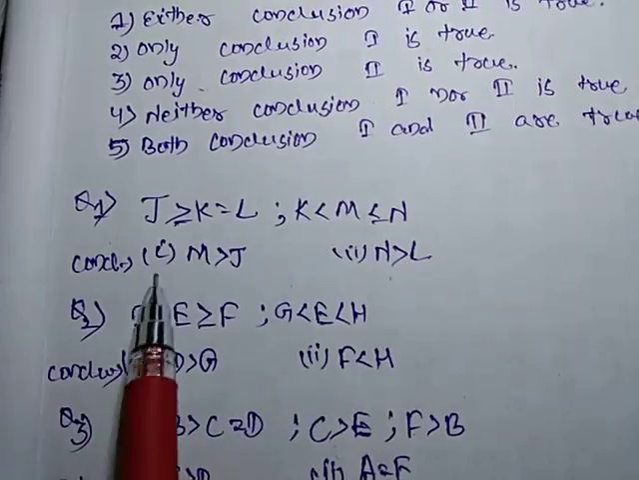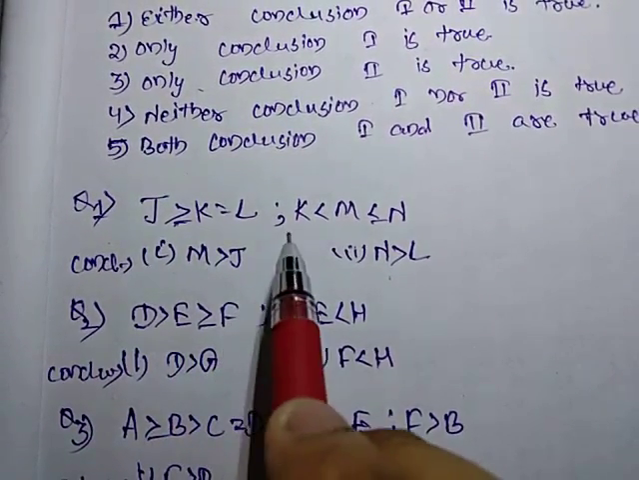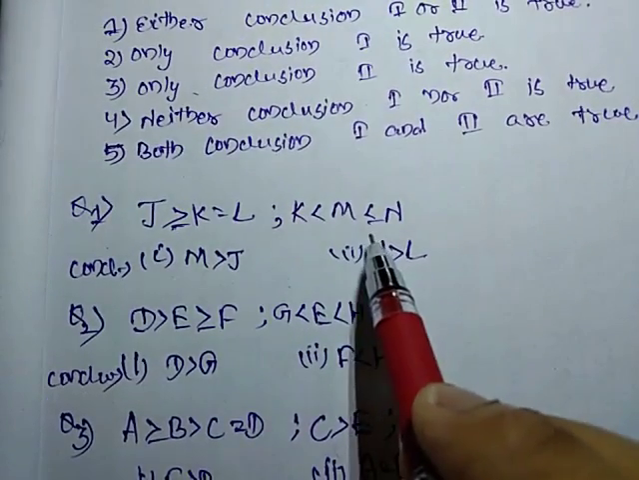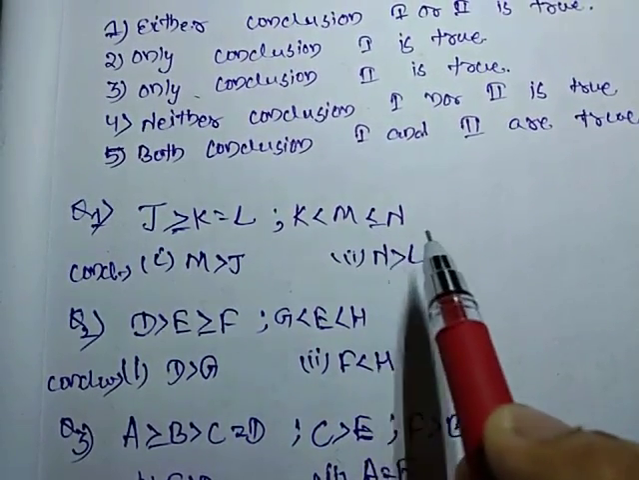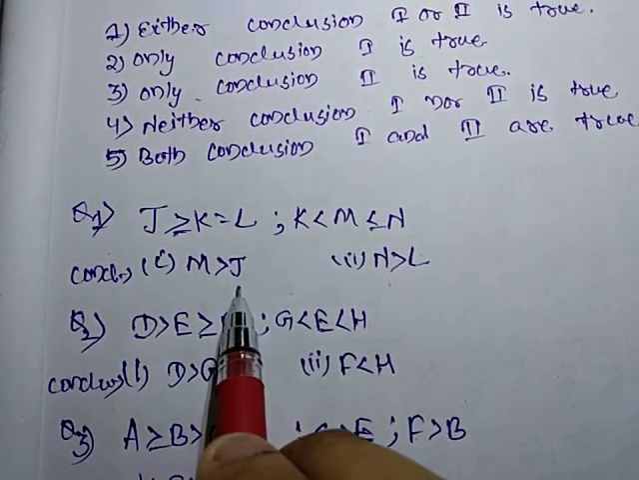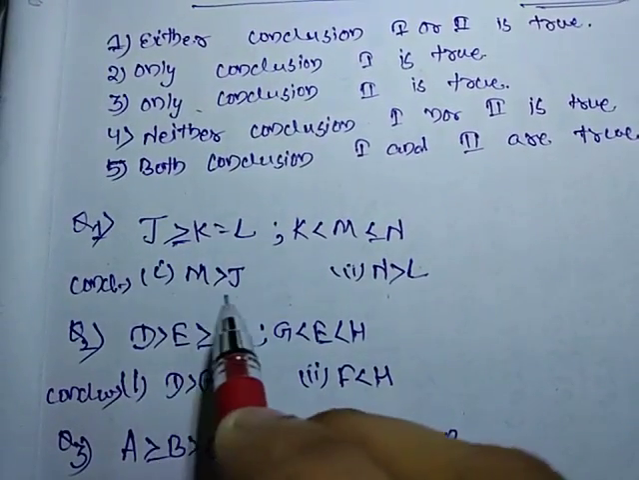Let's go. The question is given: J is greater than or equal to K equals L; K is less than M; M is less than or equal to N. We have to check whether M is greater than J is true or false. Let us try M is greater than J.